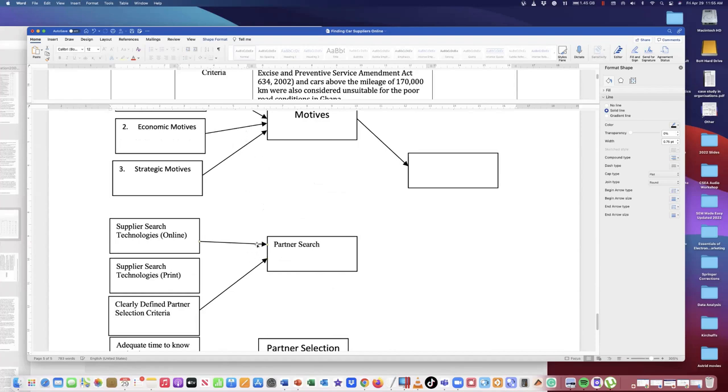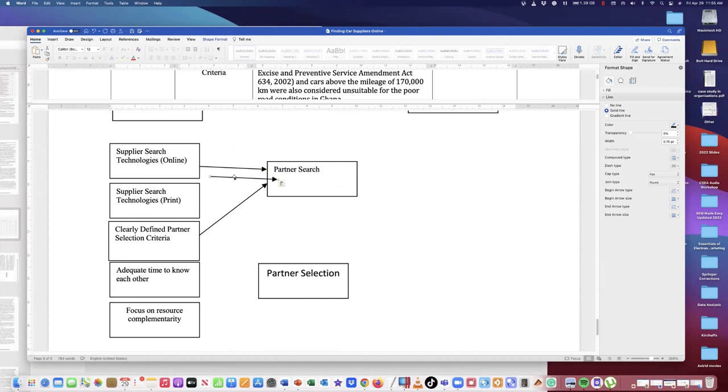Good. Now this is what I wanted to show you. If you look at it, this is going here. And then this same thing, where you use your clearly defined criteria, could also go to partner selection. In my view, I may be wrong. Then adequate time to know each other. You know, when Quada did the thing, Quada didn't show you the relationships very well. But we are showing the relationship between them. So it is these two that combine to become partner search and selection. Do you understand me?